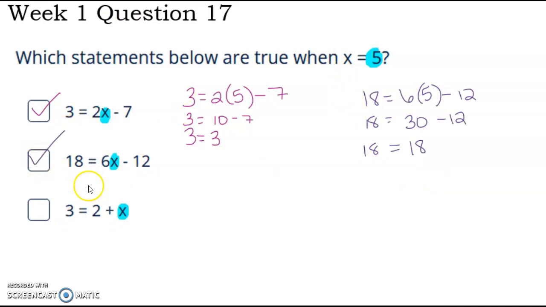And then let's do one last one, which is 3 equals 2 plus, I'm not putting x, I'm putting the number 5. 3 equals 2 plus 5, which is 7. That is not true. So that one's not going to work.